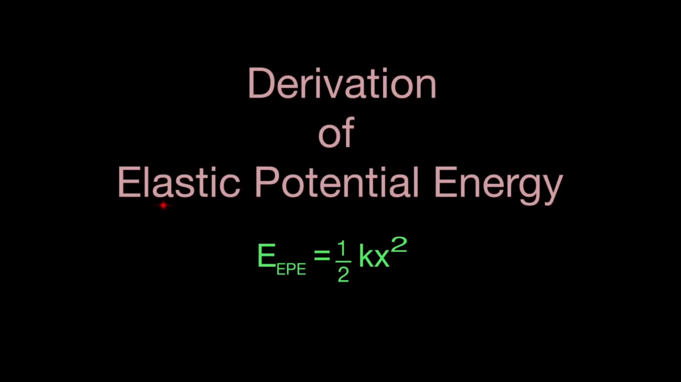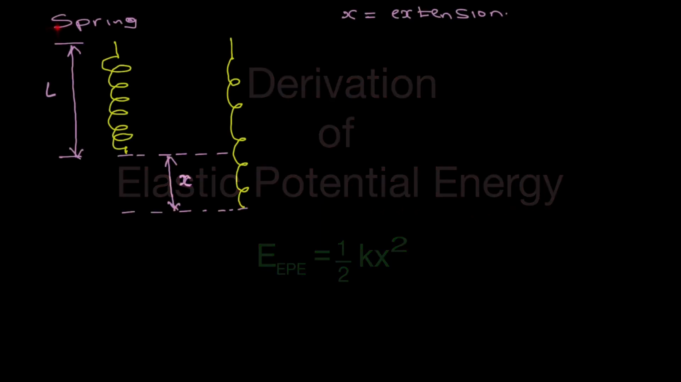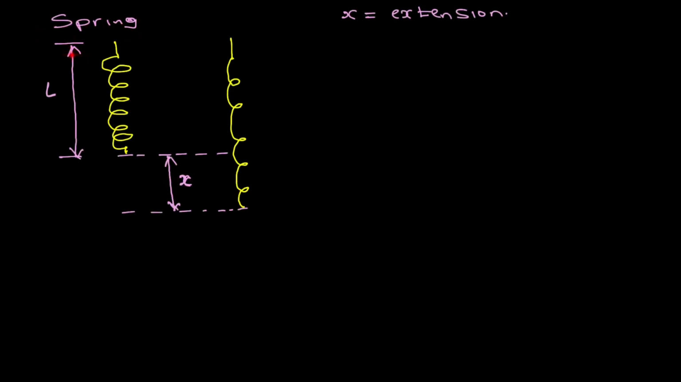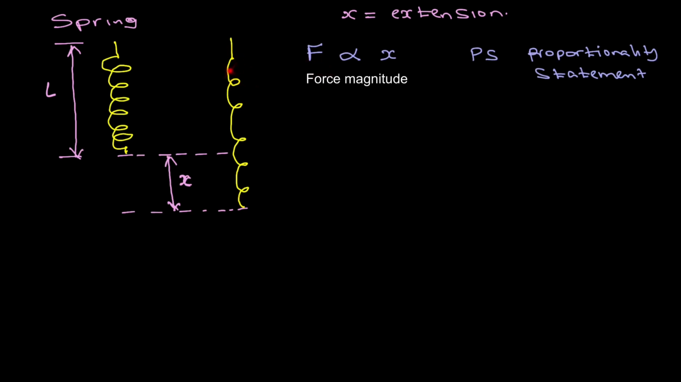Derivation of elastic potential energy. If you have a spring with the length L and you extend or stretch the spring to a distance with the extension X, the force applied in extending the spring is directly proportional to the extension. What that means is the higher the force, the longer the extension, and the smaller the force, the smaller the extension. This is a proportionality statement, a direct proportionality.